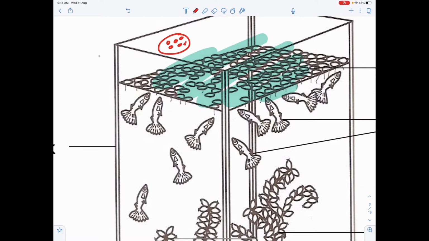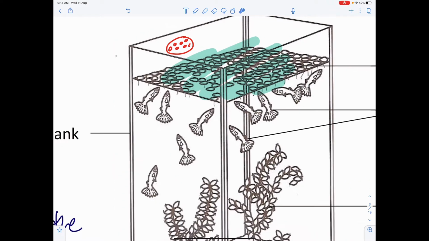Not on the underside. Because if it's on the underside, it will be blocked by water, and then it cannot gain carbon dioxide for photosynthesis. So it is not on the underside. So because it's not on the underside, even if the guppy swims up to it, it will not be able to get any oxygen.